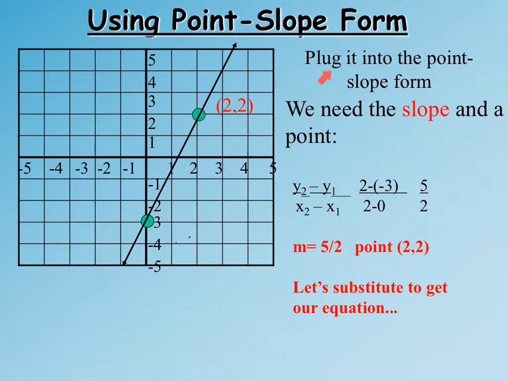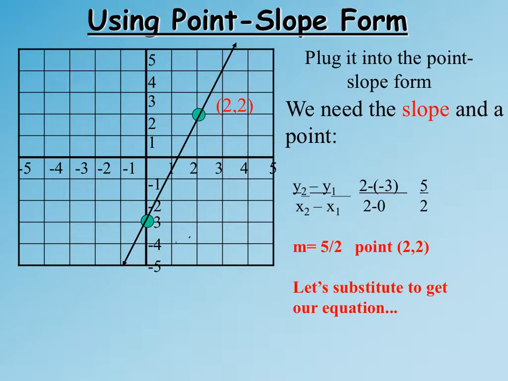Well, we can plug it into point slope form, but if we're trying to write the equation from this graph, we definitely need to find the slope. So we review the slope formula, rise over run, y2 minus y1 over x2 minus x1. So we plug in the points, 2 minus -3 over 2 minus 0.